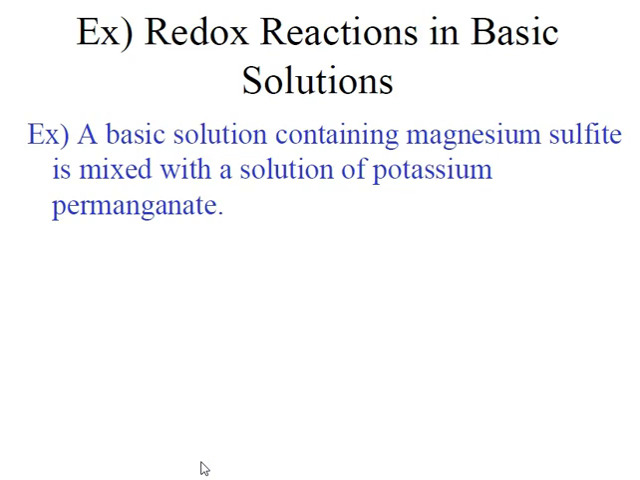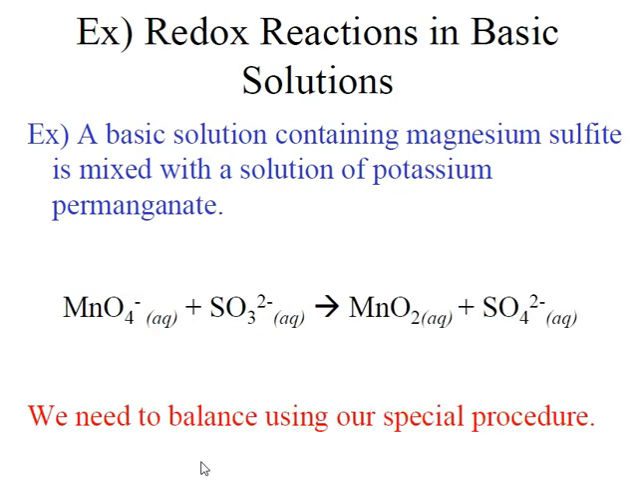So we have magnesium sulfite mixed with potassium permanganate. Here, our polyatomic ions are going to react with each other, and the metals are going to be spectators. You would not be required, again, to predict this. So we would give you this kind of skeleton equation, and you might be asked to balance it.